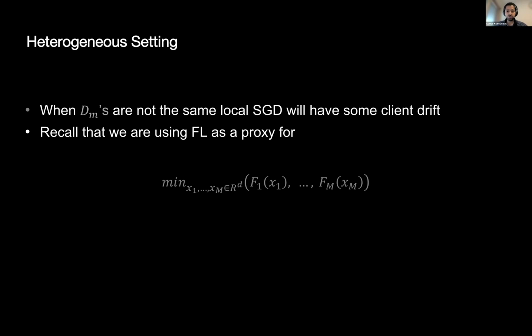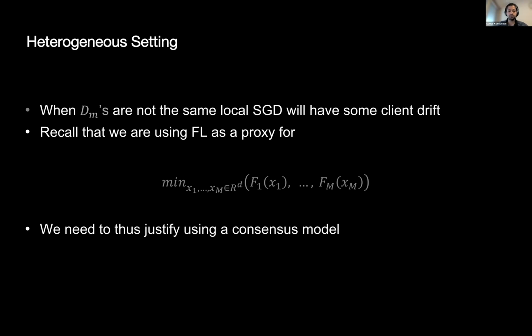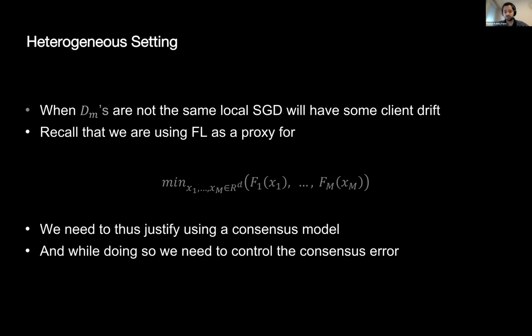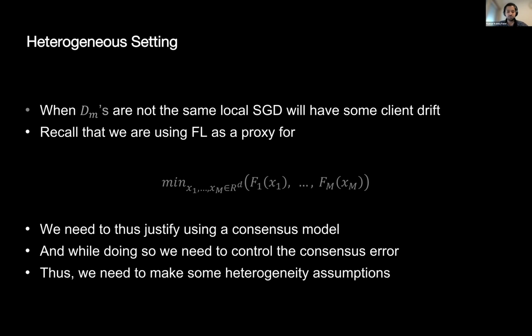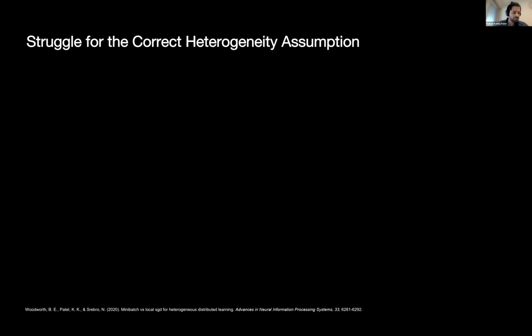Also recall that the entire thing is a proxy for a multi-objective optimization problem. So we somehow need to justify using a single consensus model. And that would also in turn help us to bound the consensus error of an algorithm like local SGD. This means that we better characterize theoretically what kind of heterogeneity our problem might satisfy, what sort of assumption it could satisfy. And there's almost been a struggle to find the correct heterogeneity assumption in the last 5 years or so. And one assumption which has been used a lot, or flavors of this assumption have been used a lot, is a bounded gradient dissimilarity assumption.